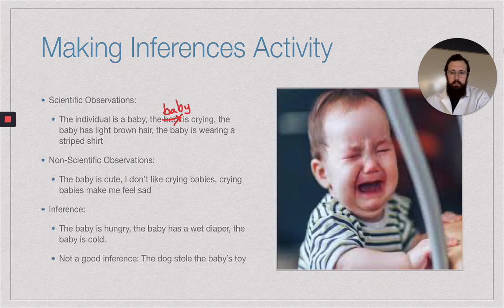Not a good inference would be the dog stole the baby's toy. There's not enough information for me to make that inference. In the picture, I don't see a dog or a toy. So I can't make that inference because there's not enough evidence for me to do so.